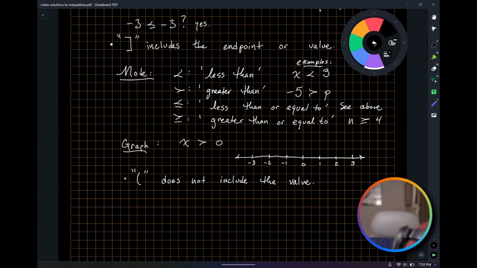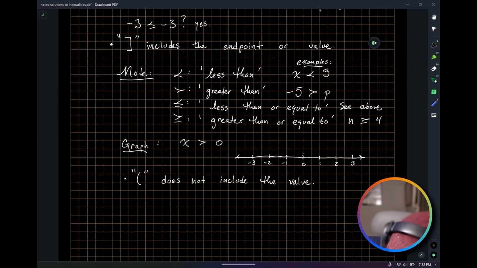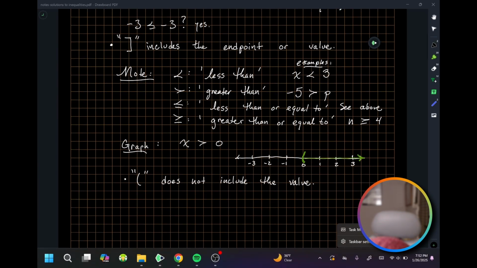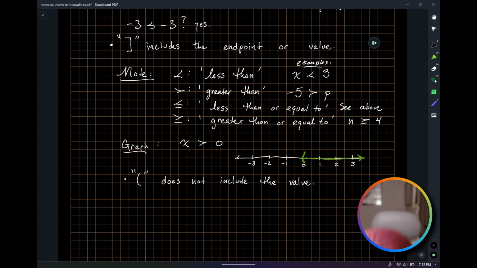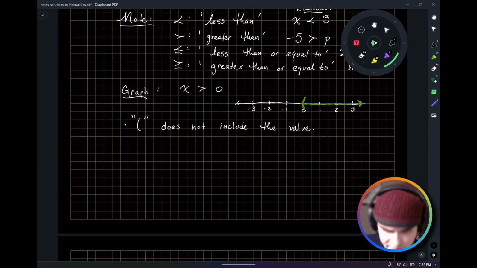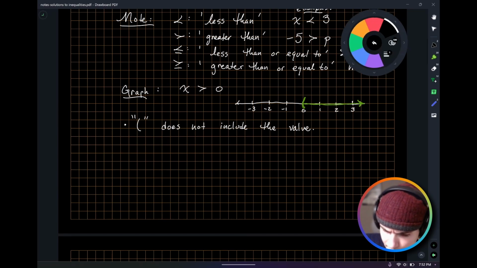So how would this graph look? Well, you'd use this new symbol, the soft or curved bracket, not the angular, rectangular kind of bracket, and then everything to the right, all the positive numbers on the number line. Boom, just like that. Cool.